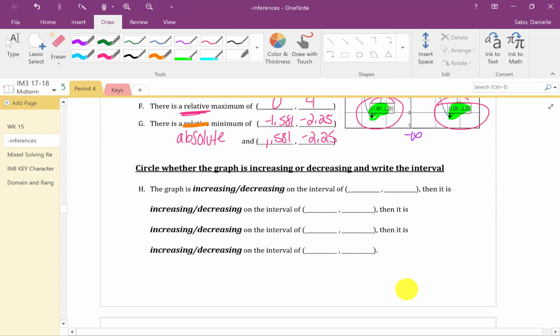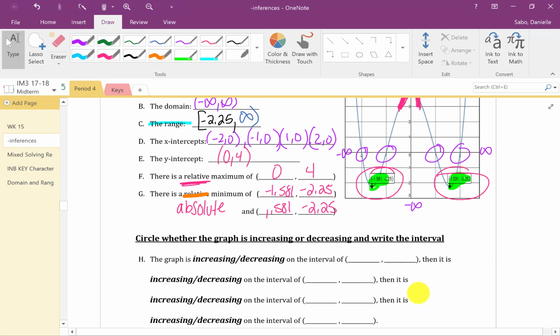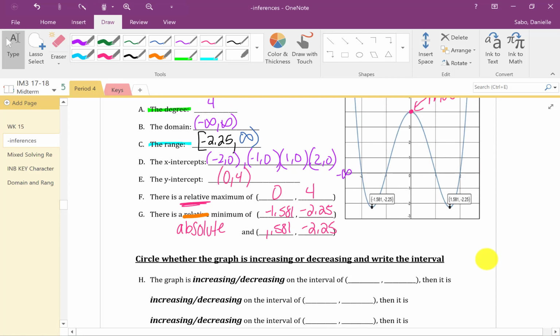Circle whether the graph is increasing or decreasing. So we're still looking at this graph. I'm going to erase everything. This is when you would want to use highlighters if you can. You always want to do left to right, and you're only looking at your x values. So always starting at negative infinity right here. If you look in black, I'm decreasing, decreasing, decreasing, decreasing till I hit this x value. So I'm going to be decreasing from negative infinity to that negative 1.581.